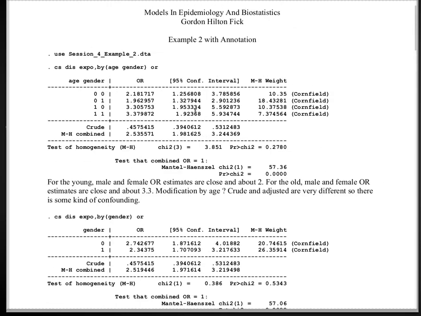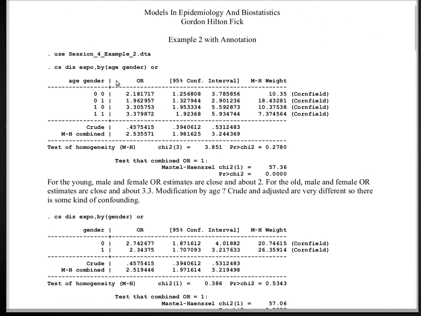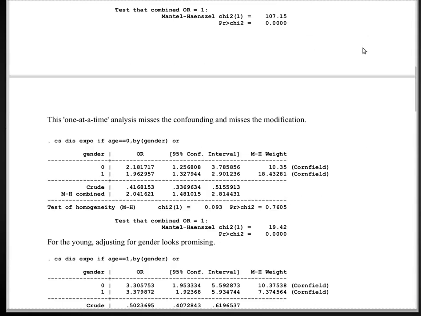But notice again that the numbers involved in this one-at-a-time analysis, the 0.41 and the 0.50, aren't anywhere near this number that's about 2 and this number that's about 3. Uh-oh. It does appear as though we're being led astray by these two one-at-a-time analyses. I hope that's fairly clear. All right. It appears that the one-at-a-time analyses are missing something.